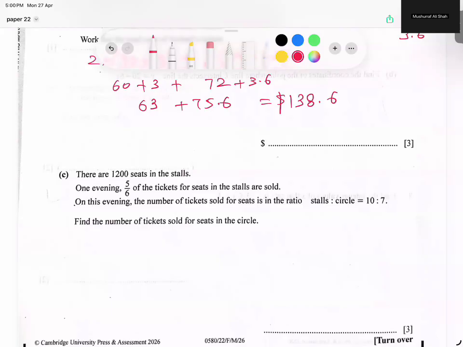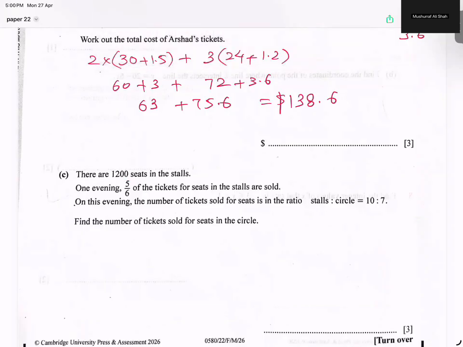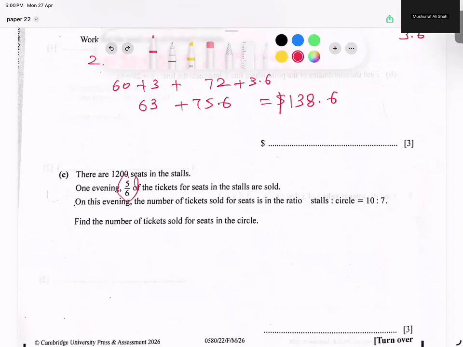Part 3, students. We have here 1,200 ticket seats in the stalls. There are 1,200 seats in the stalls. He mentioned very clearly that 5 or 6 tickets of the stalls are sold. Not total tickets, make sure it is the stalls. And you know very well there are 3 kinds of tickets we have. So how many stalls tickets? I can check it now.